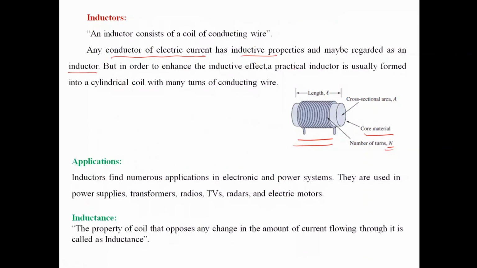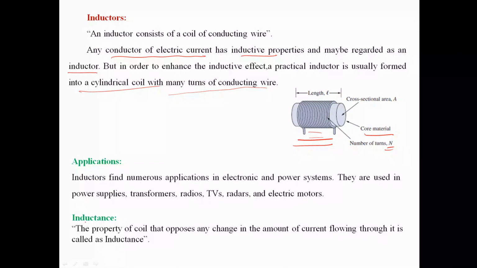But in order to enhance the inductive effect, a practical inductor is usually formed into a cylindrical coil with many turns of conducting wire like this. So to have an effective inductance property, what we do generally is wind the wires on a core like this. Inductors find numerous applications in electronic and power systems. They are used in power supplies, transformers, radios, TVs, radar, and electric motors. So there are so many ways of using these inductors.